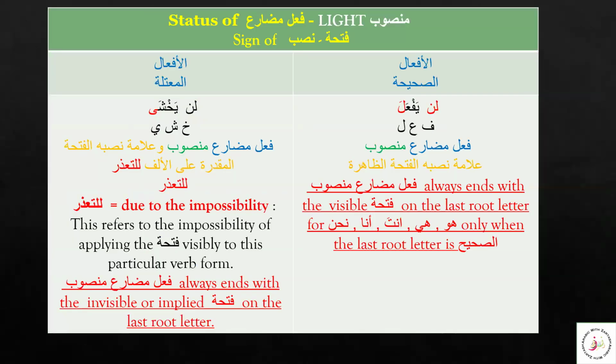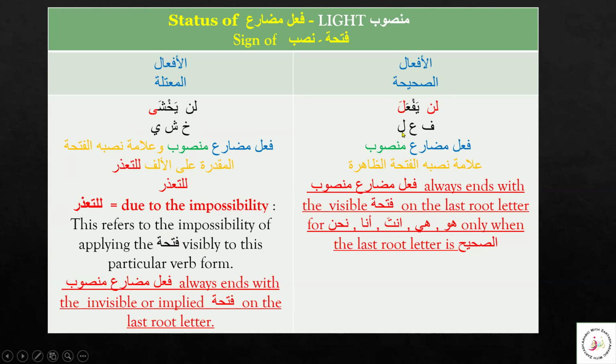So let's start with the fi'l mudari. When it is mansoob, first we are going to learn about the first sign, that is fatha. Again, we have afal al-sahiha and afal al-mu'talla. For afal al-sahiha, in the state of marfu, we saw the dhamma. Now we have the fatha. We know that the nasab state is always the state of fatha.